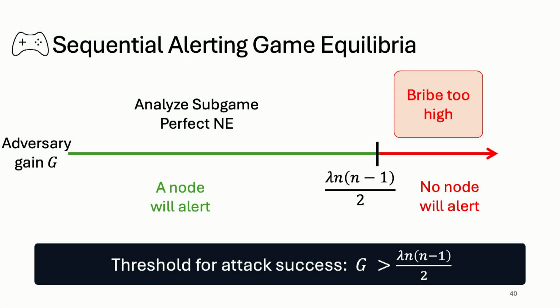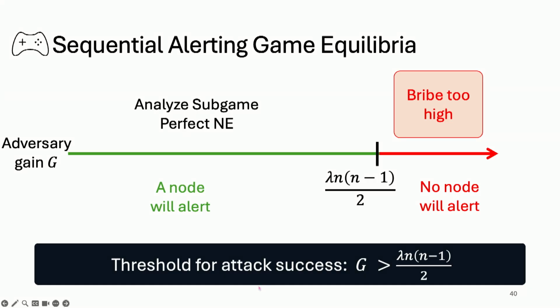And now, to analyze this game and see what properties we get, it turns out that if the adversary's gain is anywhere below lambda n times n minus 1 divided by 2, then there exists a node that will alert. To do that, we analyze the subgame perfect Nash equilibrium using backward induction. I'm not going to go into the details. But if the adversary's gain is anywhere higher than this value, then she can bribe all nodes into silence.